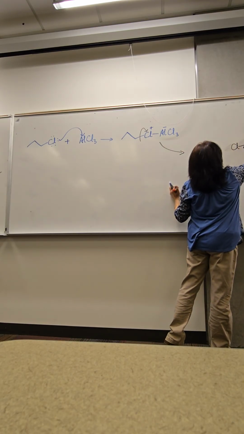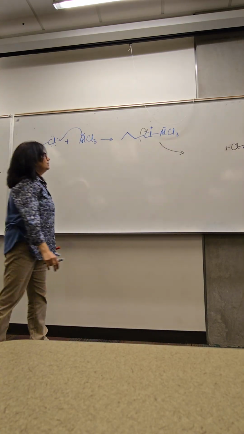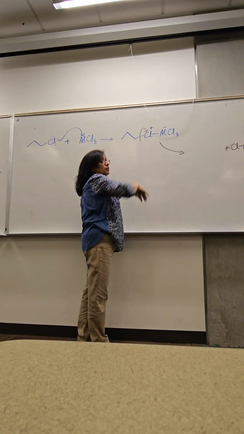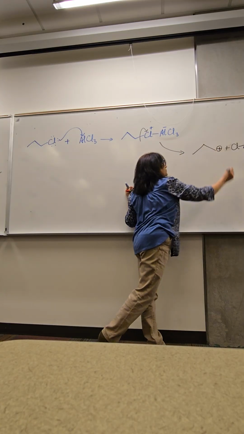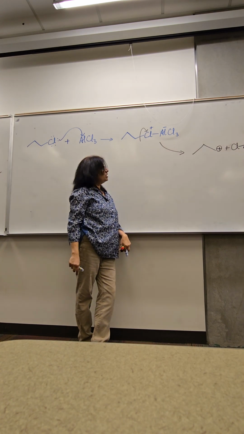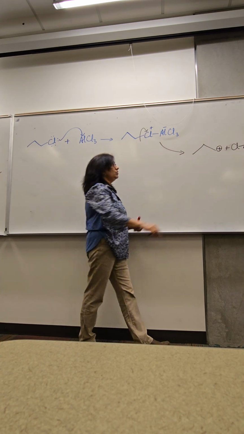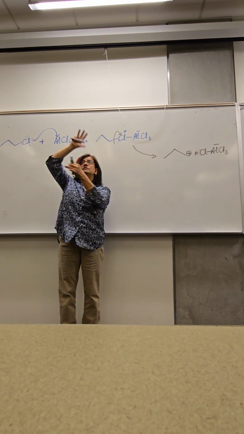If it's giving electrons, how will it become negative? Oh, it'll be positive. So what will the propyl group become? A carbocation. What kind? Primary. Is that good? No. Why not? Primary carbocations are not stable. We never make primary carbocations unless they are resonance stabilized.